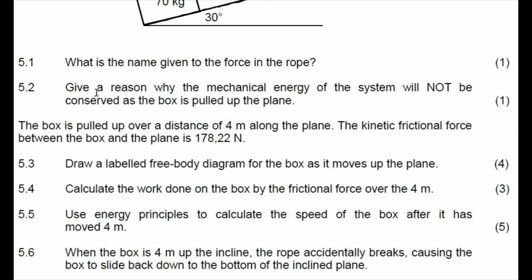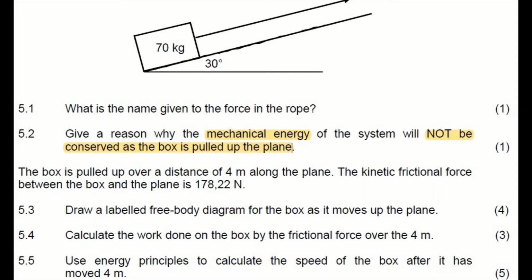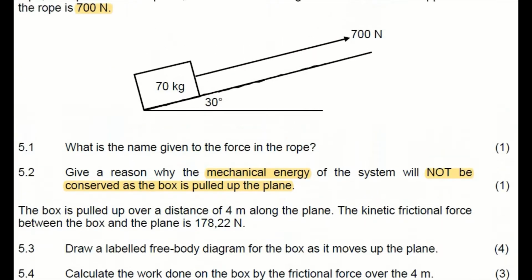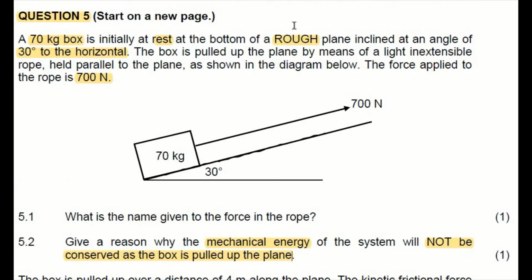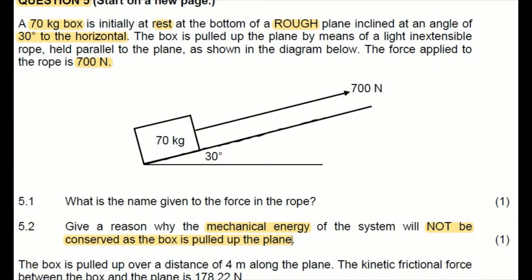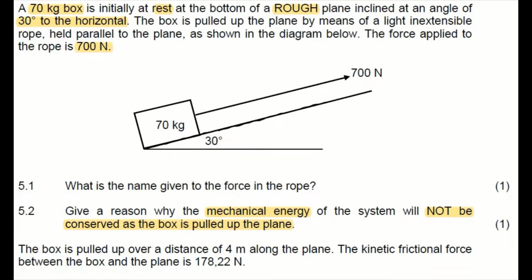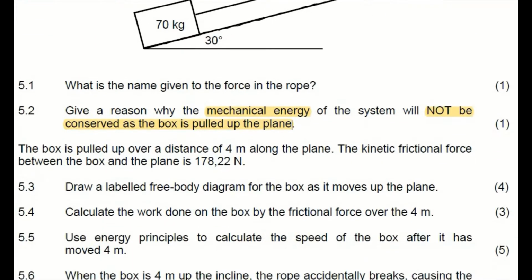And then they say, give a reason why mechanical energy of the system will not be conserved as the box is pulled up the plane. So the reason, remember, we spoke about the conservation of mechanical energy in the previous lessons, and we said that it is conserved if it is an isolated system, meaning that there is no presence of external forces such as friction. But now they did mention that our surface is rough, meaning there is friction, so mechanical energy will not be conserved because of the presence of that frictional force.